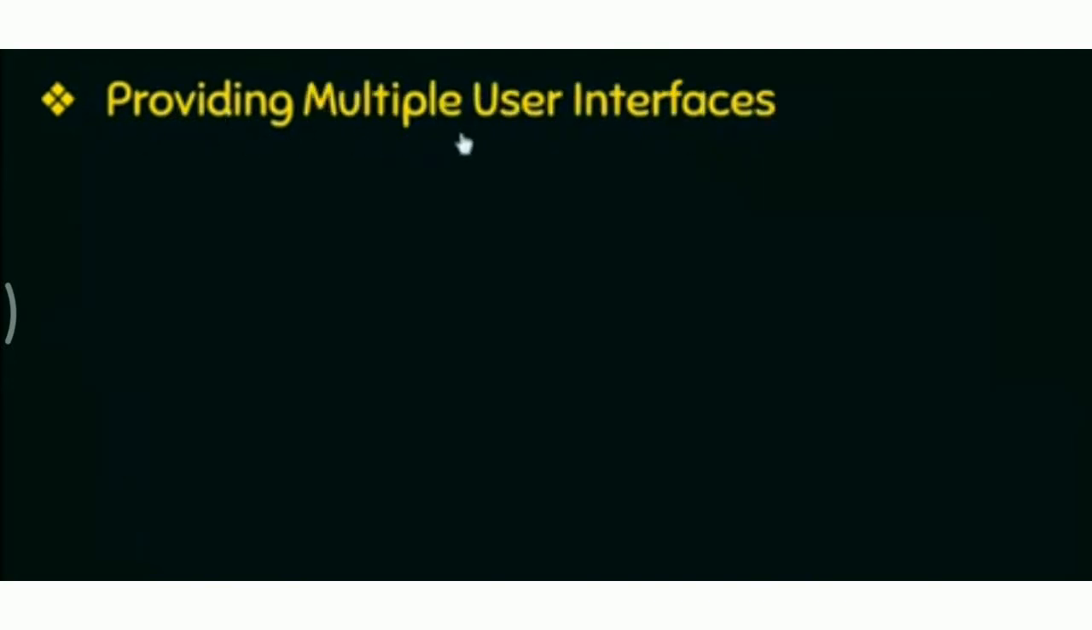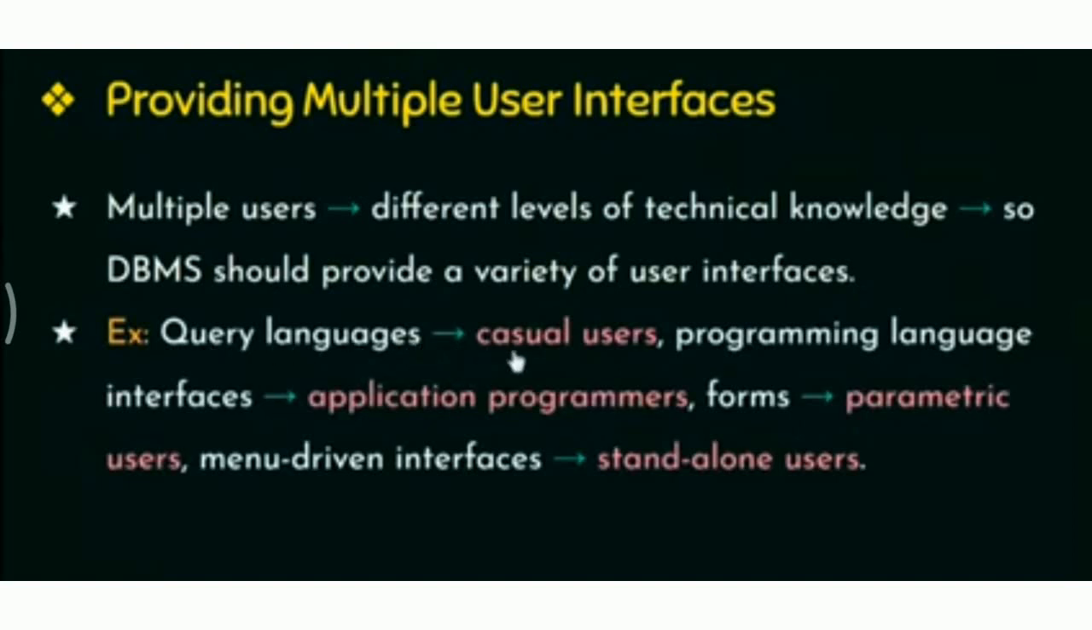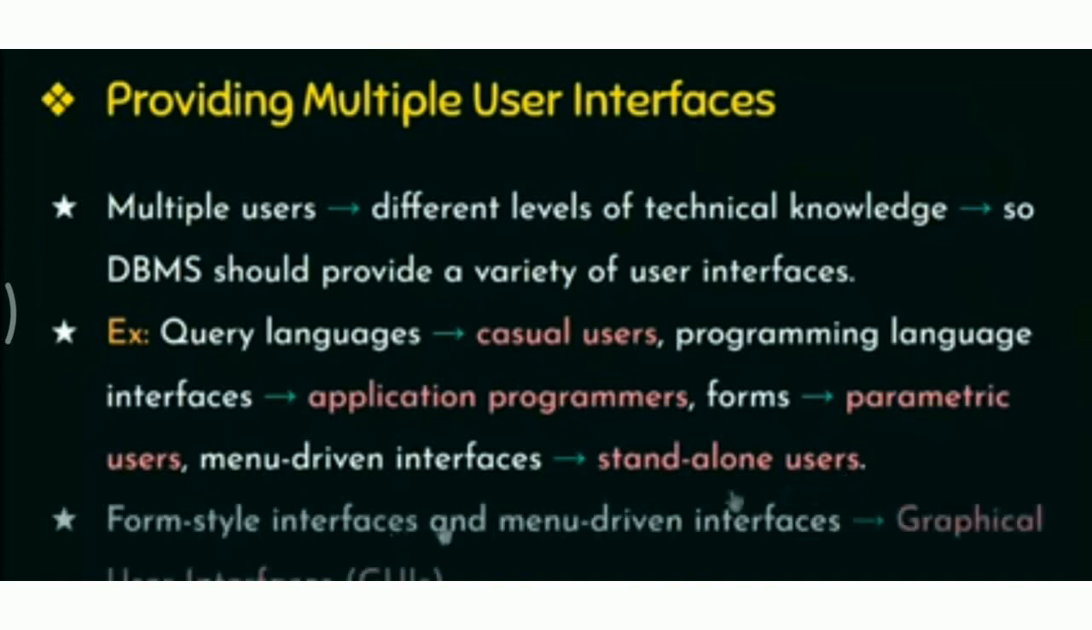Okay, and the next is providing multiple user interfaces. Multiple users have different levels of technical knowledge, so DBMS should provide a variety of user interfaces. Yes, so multiple users can work here in DBMS. Understood this? Okay, so here for example, query languages for casual users, programming language interfaces for application programmers, forms for parametric users, menu-driven interfaces, standalone users. Okay, so these types of examples are given in providing multiple user interfaces. Yes, some are casual users, some are programmers, some are parametric users. Yes, so these are all the multiple users here.